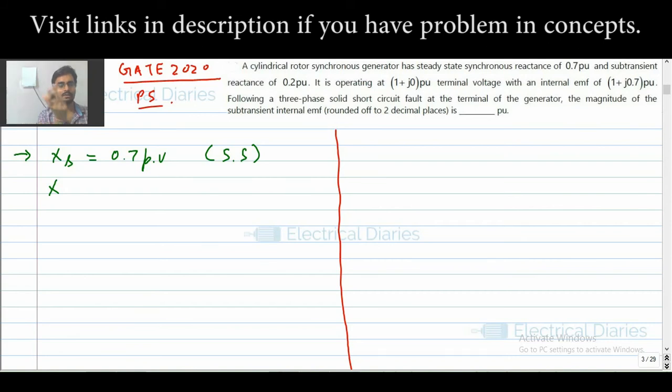That is, for a synchronous machine, the synchronous alternator offers 3 kinds of reactance after the fault has occurred. In the starting it will offer sub-transient, then it will offer transient, and then it will offer steady state reactance. So that is the meaning of giving that the steady state synchronous reactance is 0.7 per unit and the sub-transient reactance is 0.2 per unit.